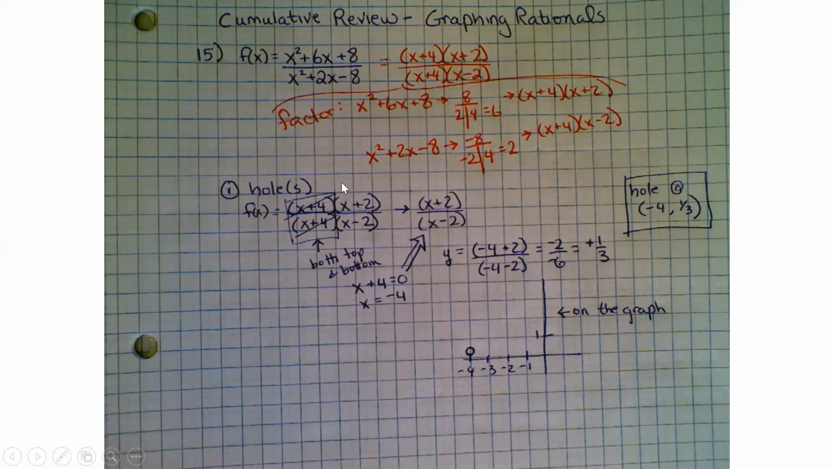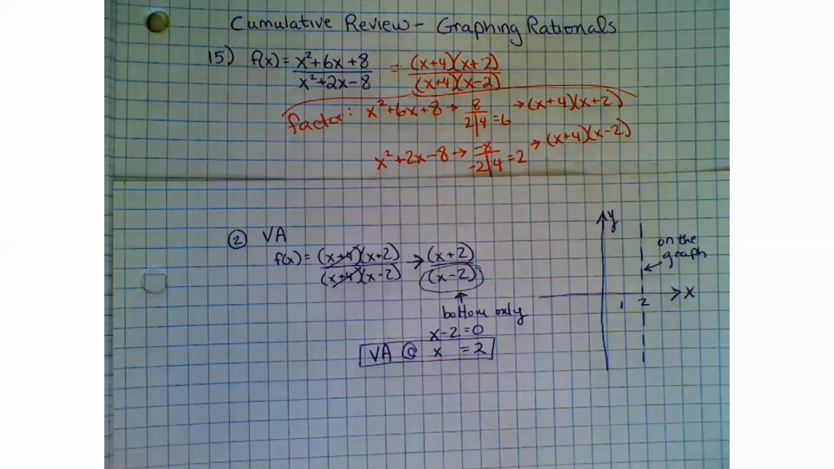You take the simplified form of this function after crossing this off, which just leaves x plus 2 over x minus 2. If I plug in x equals negative 4, that comes out to negative 2 over negative 6, which is positive 1/3. So I have a hole at negative 4 in x, 1/3 in y, and it's going to look like that on the graph.